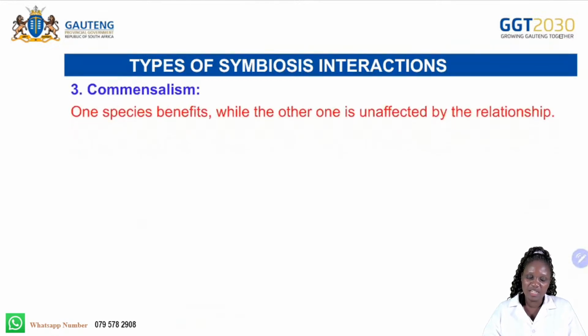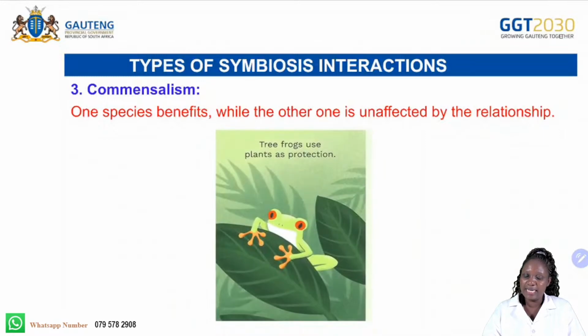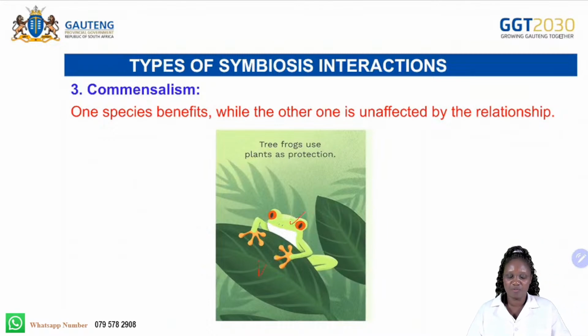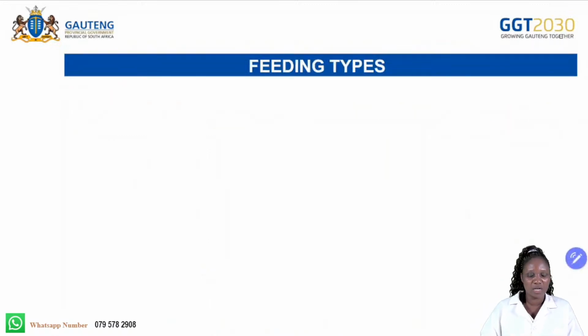Commensalism. One species benefits while the other is unaffected by the relationship. Okay, one species benefits and the other is not affected at all by the relationship. For example, we've got tree frogs. They use plants as protection. Okay, you can see a frog here. You can see the leaves of the plant. Okay, therefore the frog is benefiting from the tree, but the tree is unaffected. It doesn't benefit anything from the frog, and it is not harmed by the frog.